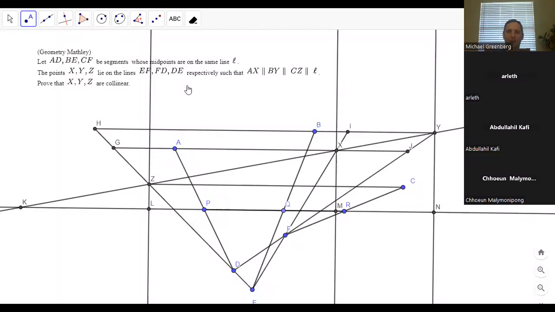Oh, is that some lemma that helps with this? Let's see. Is there a certain lemma that you wanted me to look at? Sorry.